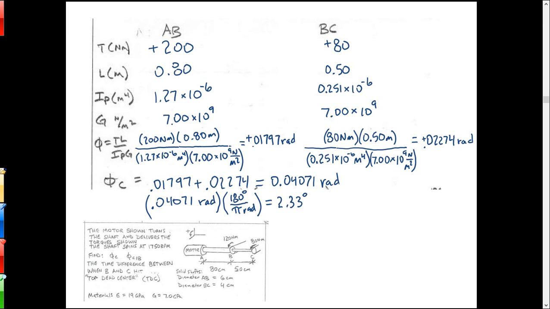So I have just a little bit of further analysis there. If we know the RPM on the shaft, we could figure out how much of a lag there is at C for that point to come up to a reference point. We'll use top dead center, which is exactly 12 o'clock. Okay. All right.